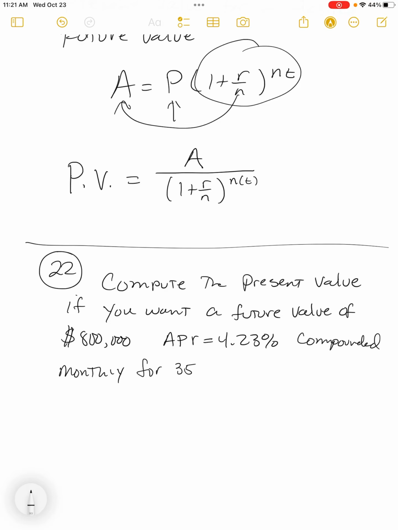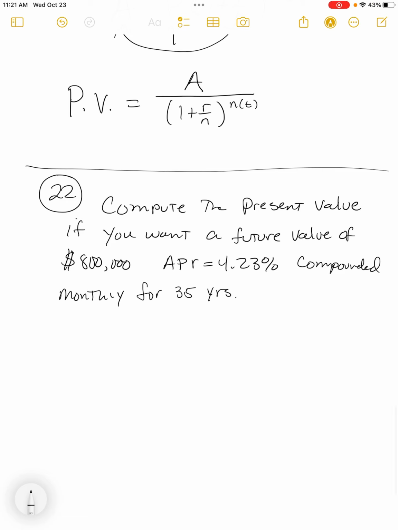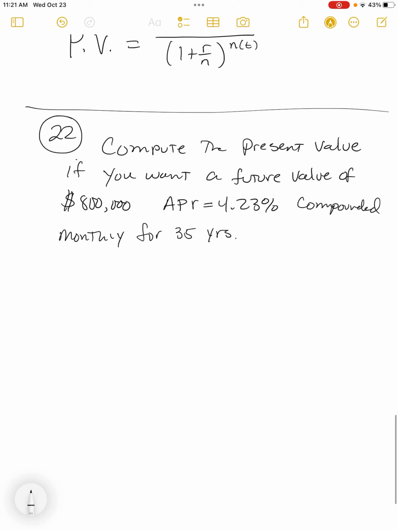You want to know how much money I have to put away today, in present day terms, in order for it to grow to $800,000 if I'm planning on about a 4.23% interest rate over the next 35 years. That's probably based upon a lot of projections and historical analysis, but we can run the numbers and see. So we have the formula, right? It's right up there, but I'll rewrite it here.